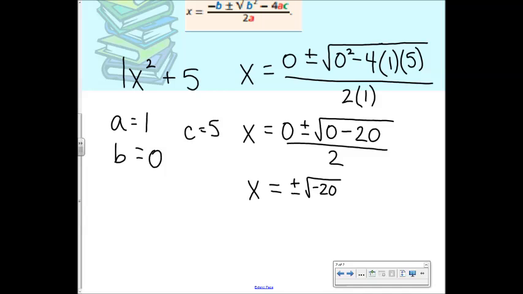Alright, over 2, and this is no solution because of this negative. Alright, so there's a negative. So that's your answer, no solution.